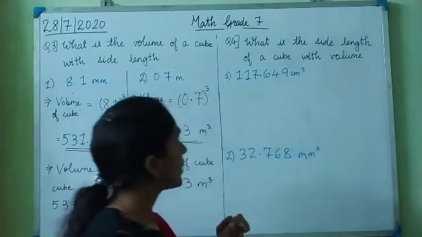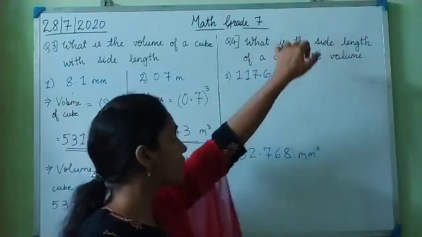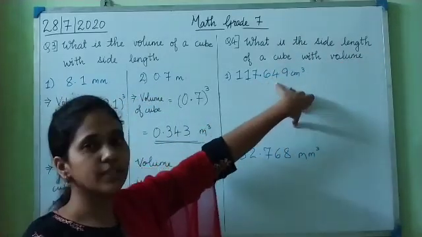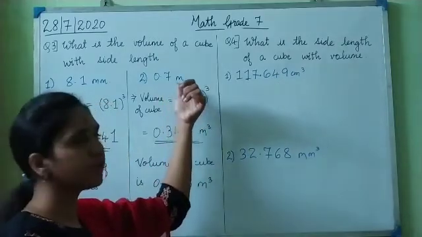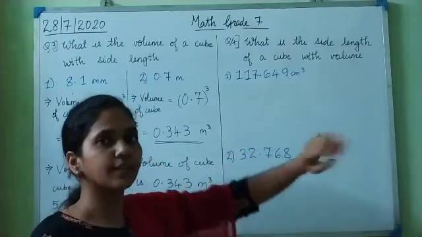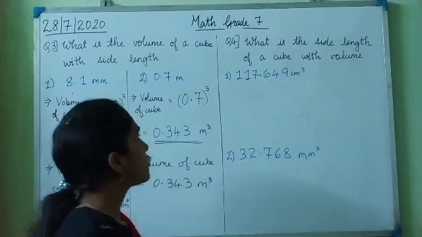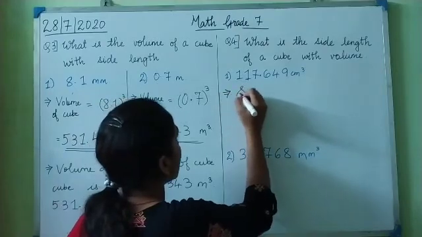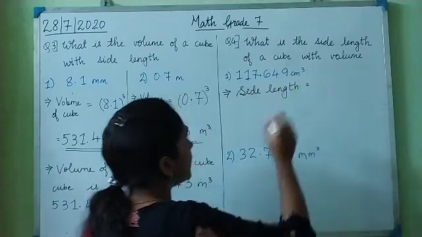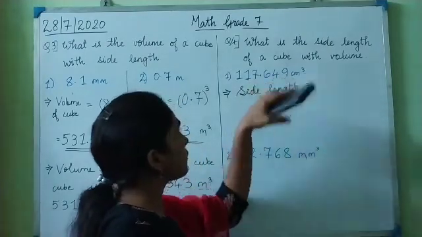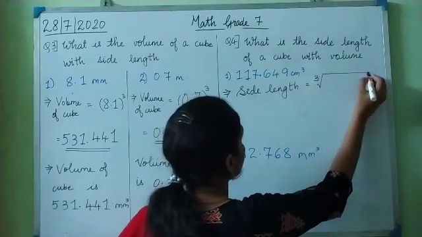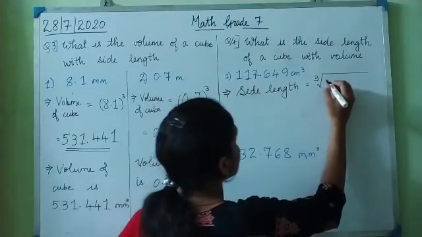Okay, now we go to the fourth question. The fourth question is, what is the side length of a cube with volume? That means in this question, the volume is given. Here the length was given and we had to find the volume, but here it is reverse. The volume is given and we have to find the side length of the cube. So what is the formula for side length of the cube? We need to find the cube root of the given volume.